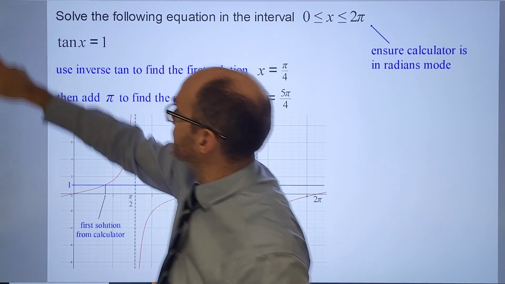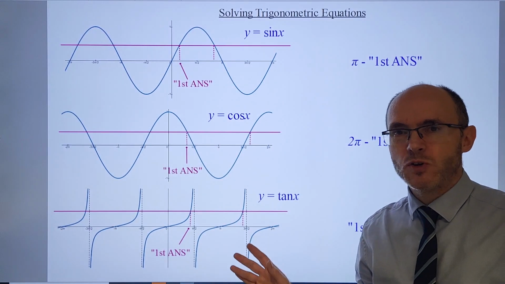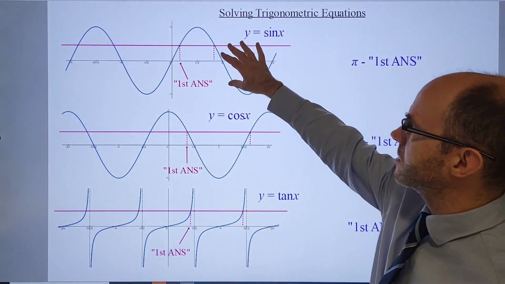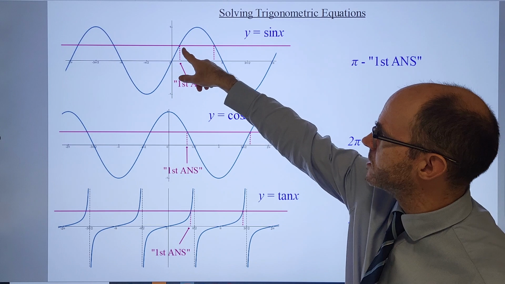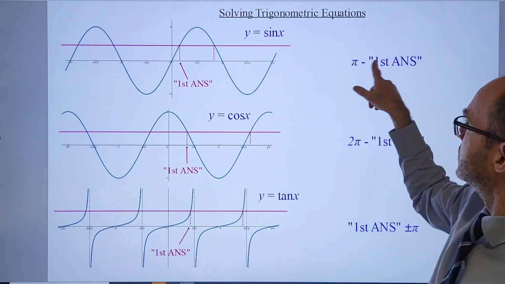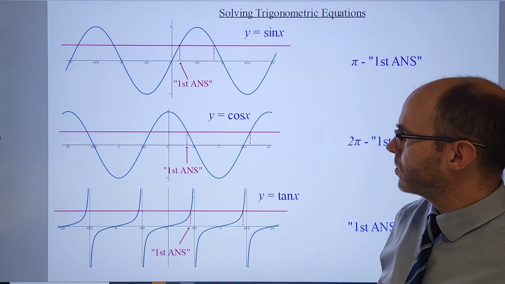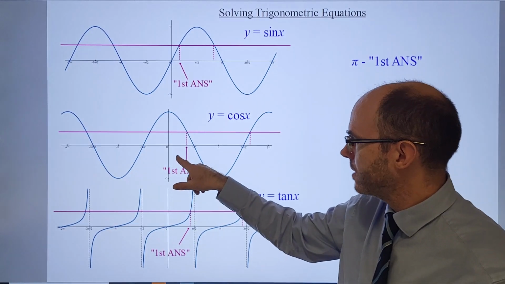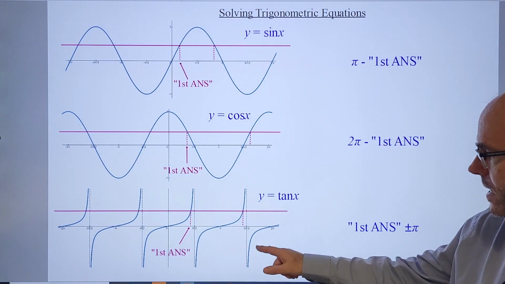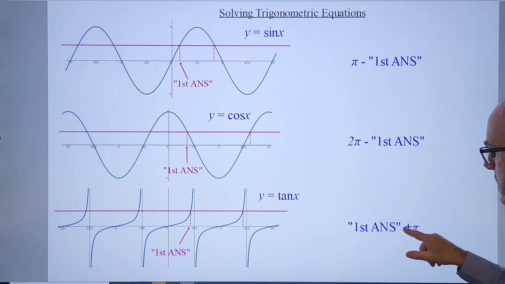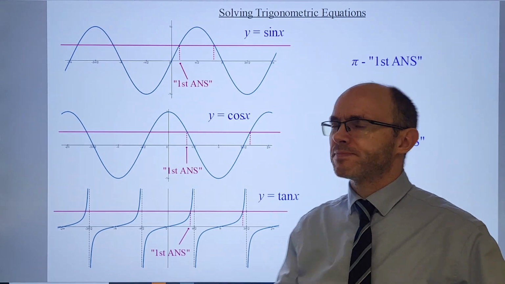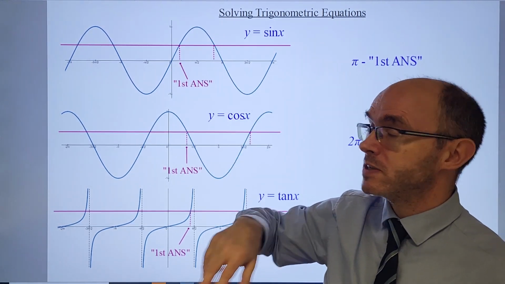Now I'm going to go back to this screen again. Okay. Maybe do a screenshot of this, because it might be very helpful for your notes. Okay. So with the sine graph, generally speaking, you've got your first answer somewhere here. If you do pi, subtract your first answer, you'll get your second one. Okay. With the cosine graph, your first answer here again, this time you do 2 pi, subtract your first answer, gives you another one. And with the tan graph, as soon as you get your first answer, just add on pi to get the next one.